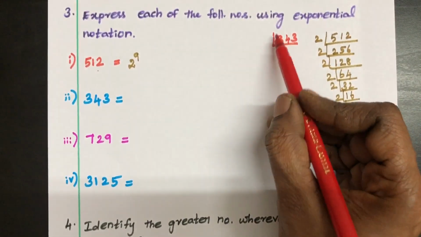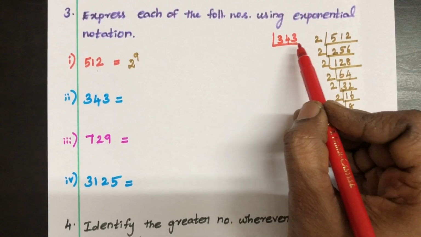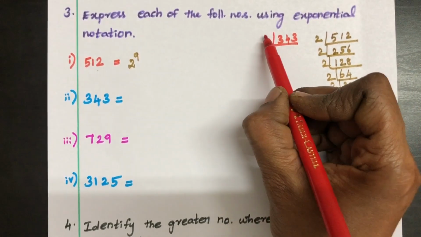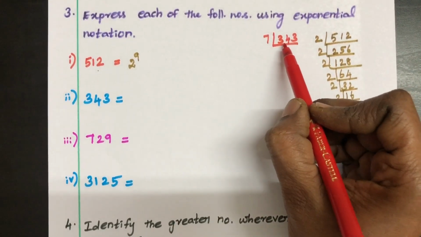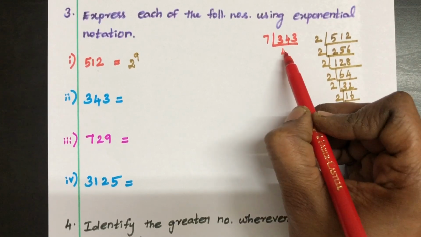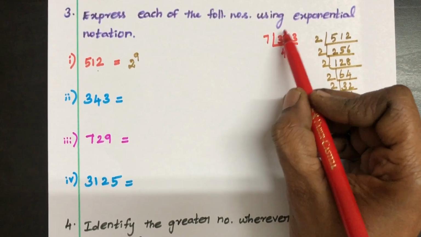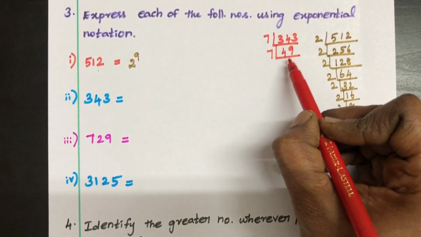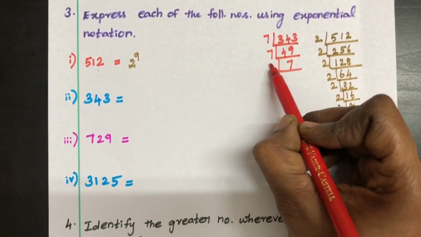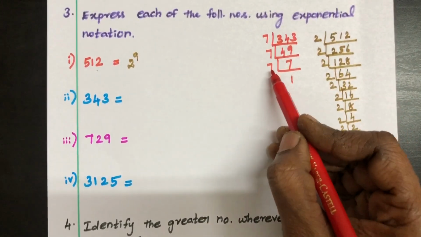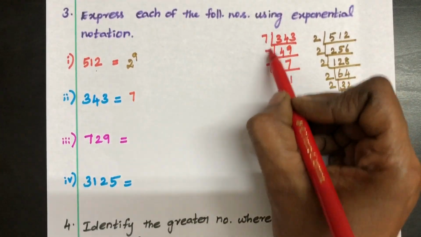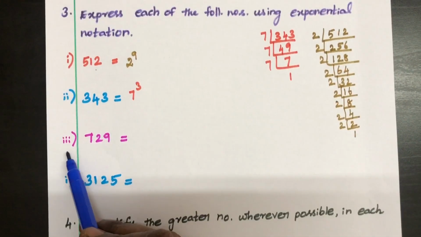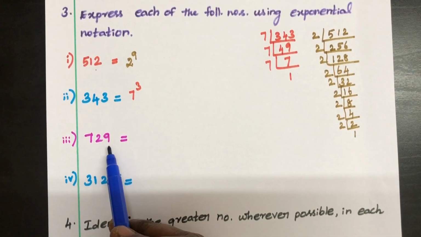Second subdivision. Same thing. 343. Which prime number can divide 343? We need to check. So 7 can divide, right? So how many times 7? 343 divided by 7 is 49, and 49 divided by 7 is 7. Again 7 can divide this. How many 7's are present here? 7 cube.